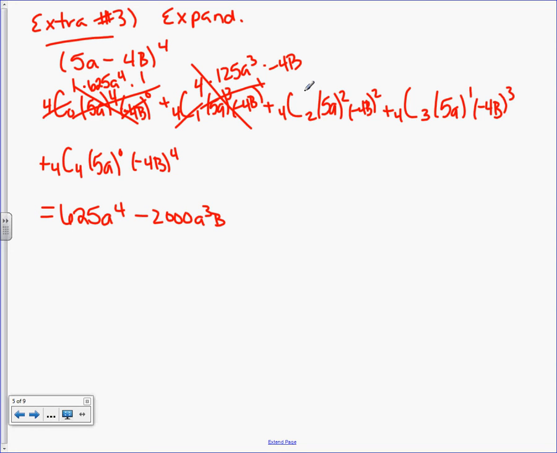What is it? I don't know. I don't have it. 6 times 5a squared is 25a squared. Negative 4b squared is positive 16b squared. Is that okay? So you're going to take 6 times 25 times 16, and you get 2400, a positive a squared b squared. Okay?